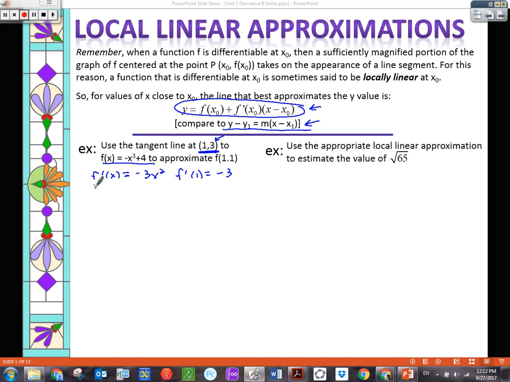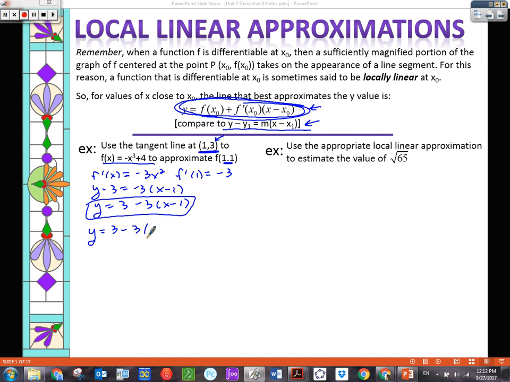So here we go. Let's write it. We have y minus 3 equals negative 3 times x minus 1. Now, I'm going to move the 3 over because that's what they do. So y equals 3 minus 3 times x minus 1. If you look at this and you look at this, that is the exact same thing. It's just a tangent line. Now I'm going to use it to approximate f of 1.1. So the 1.1 is the x value, right? That's the x value that I'm looking for. So y equals 3 minus 3 times 1.1 minus 1.